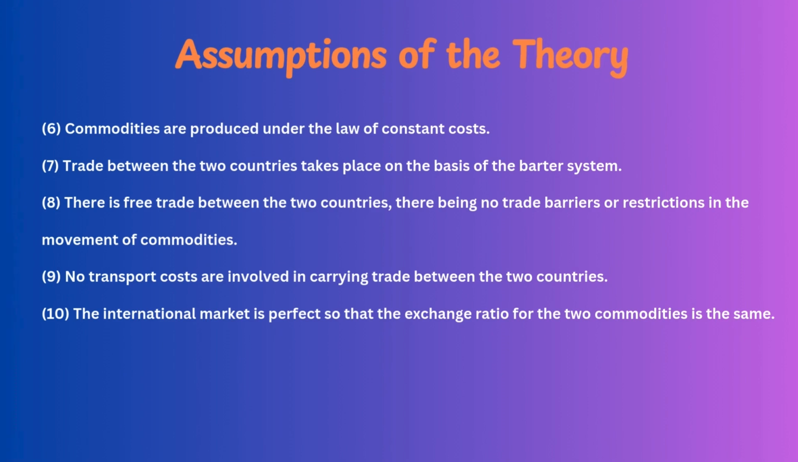Trade between the two countries takes place on the basis of the barter system. There is free trade between the two countries, there being no trade barriers or restrictions in the movement of commodities. No transport costs are involved in carrying trade between the two countries. The international market is perfect so that the exchange ratio of the two commodities is the same.